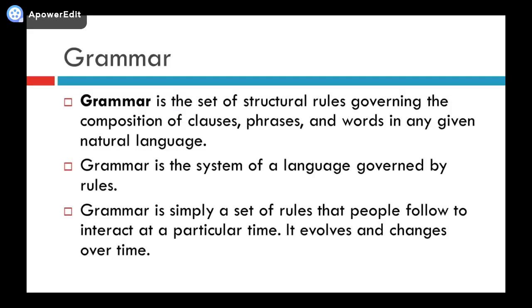What do you understand by grammar? Grammar means what? It is a set of structural rules governing the composition of clauses, phrases, and words in any given natural language. Grammar is the system of a language governed by rules. To understand in the simplest form, grammar is simply a set of rules that people follow to interact at a particular time. It evolves and changes over time.